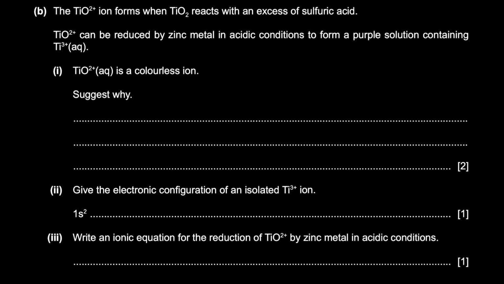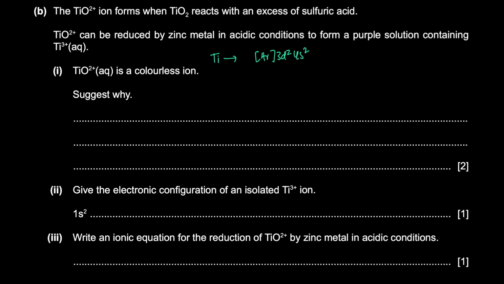The TiO2 plus ion forms when TiO2 reacts with an excess of sulfuric acid. TiO2 plus can be reduced by zinc metal in acidic conditions to form a purple solution containing Ti3 plus. TiO2 plus is a colorless ion. Suggest why. Now, if you look at the periodic table, the titanium atom's configuration is argon, 3d2, 4s2.